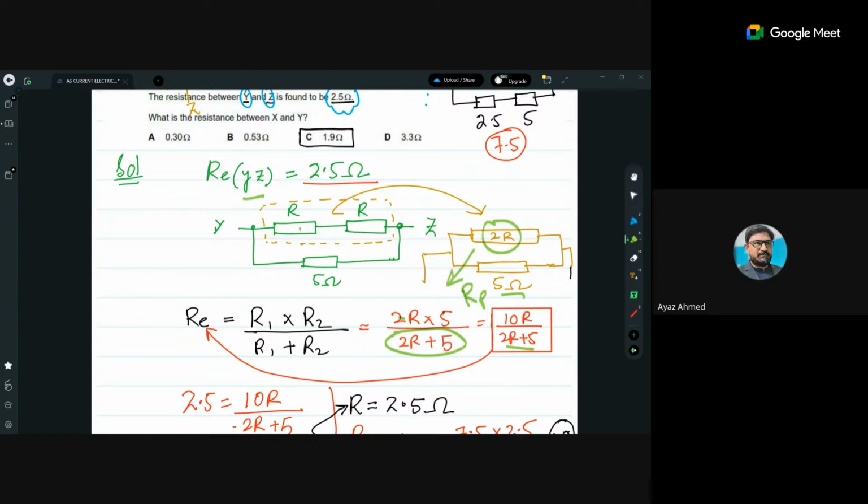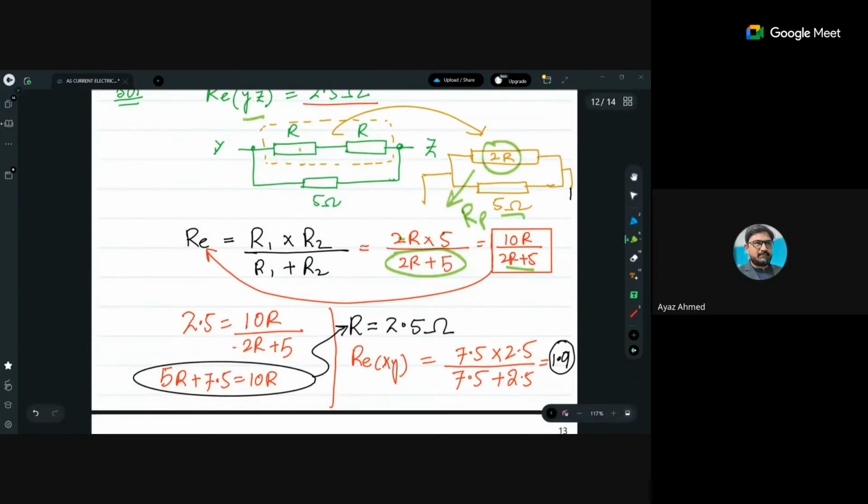So just put all the values here. Just see this data. 2.5 is the R equivalent, because that is given to you in the question, and it equals 10R divided by 2R plus 5. So from here I will calculate R. Simple. What is R? R is 2.5 ohm.